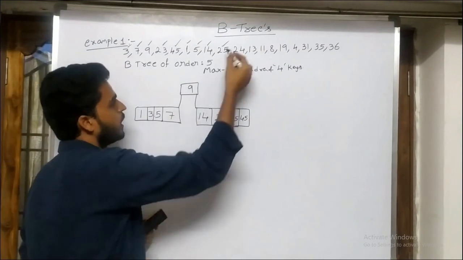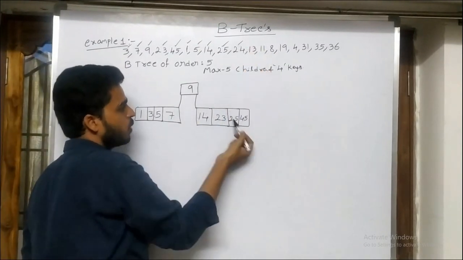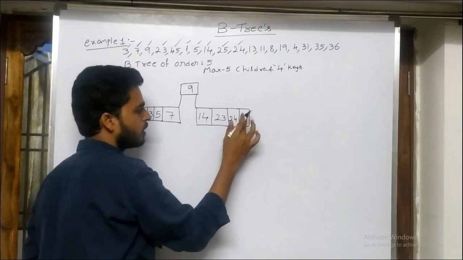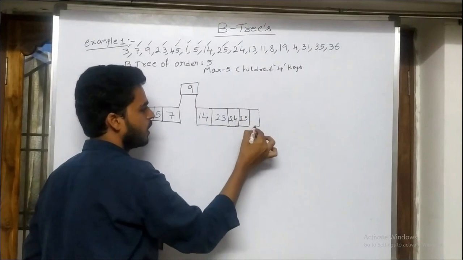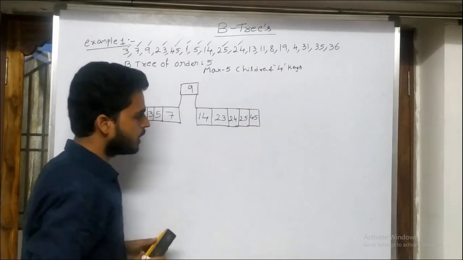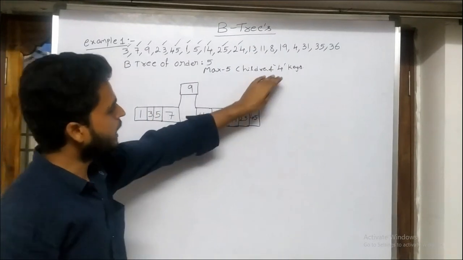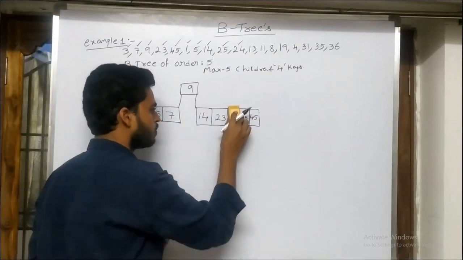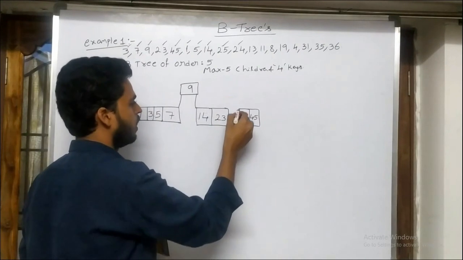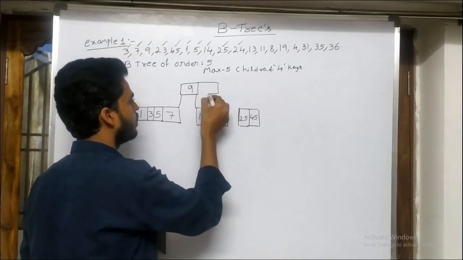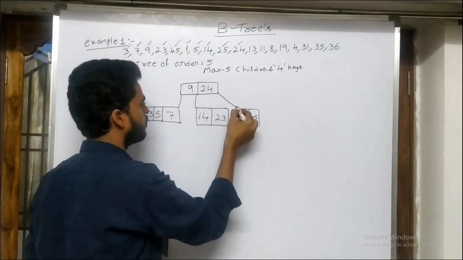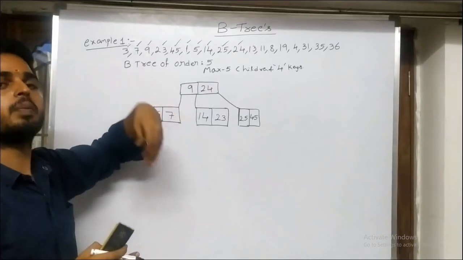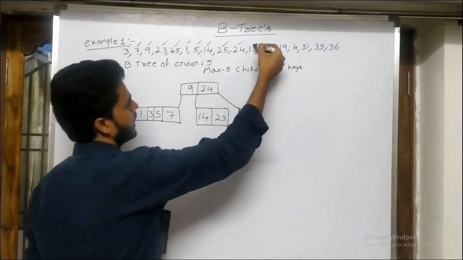Next I got 24. My 24 will be inside the leaf node. 24 is greater than 9, so I will come to this leaf node and I will insert 24 here. After inserting 24, it is violating the M-way search tree property. So what we need to do? We need to take out the middle element and make it as parent node. It is 24. If this parent node is also violating, then we need to make the middle element as parent node once again. 24 completed. Next I got 13.